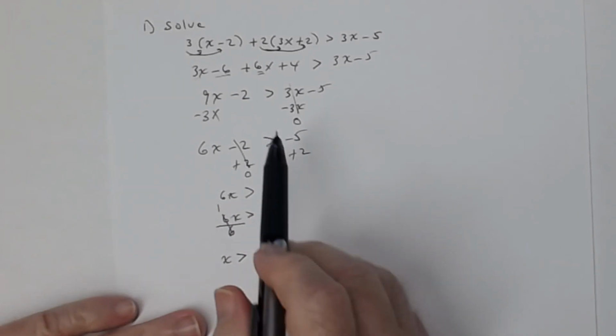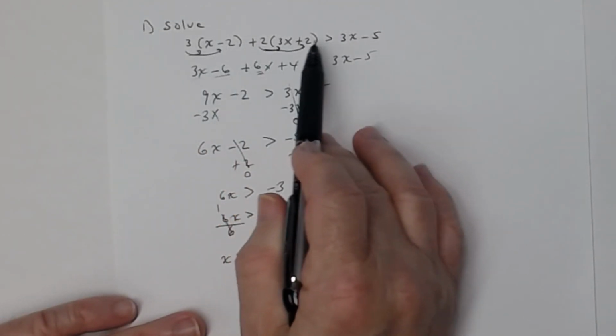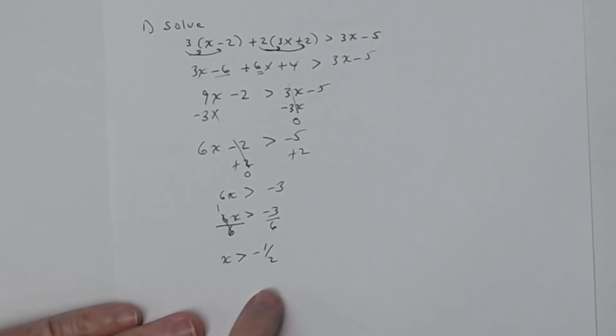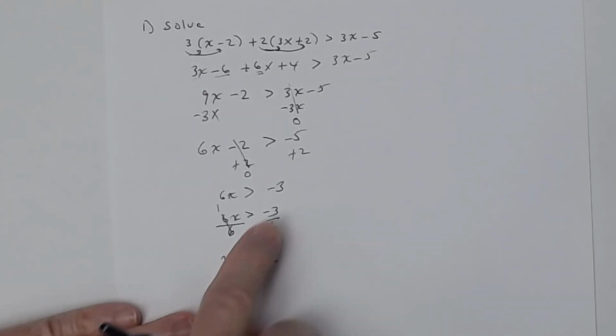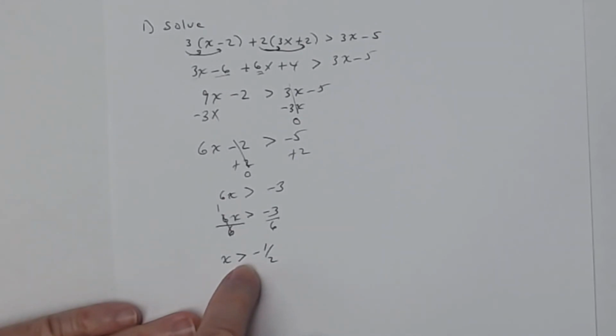So there's your solution. The solution to this linear inequality is any real number that's greater than negative 1/2. So that's an infinite number of solutions. If this was an equation, all these would be equal signs, which would mean that there's only one solution. But that's an inequality. So in this case, you have an infinite number of solutions.